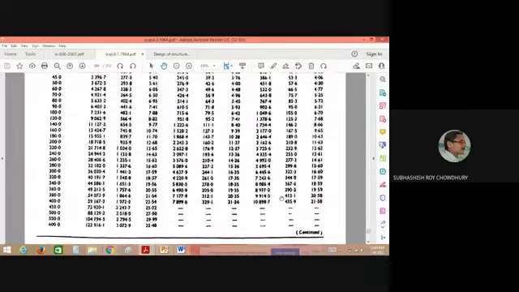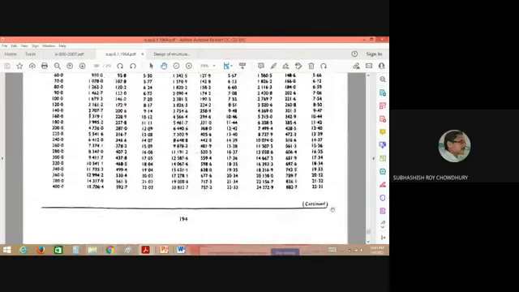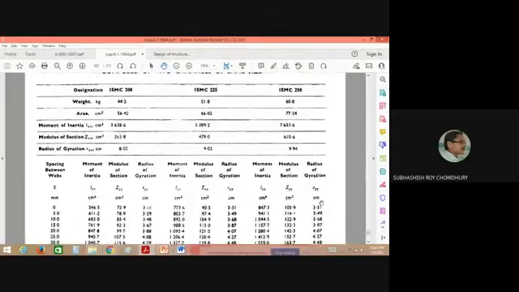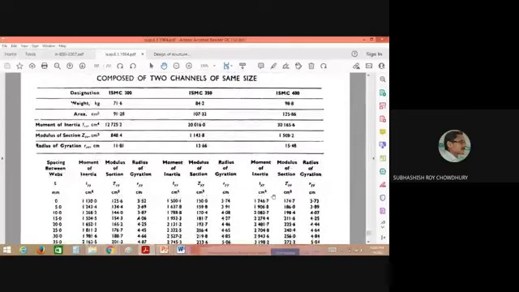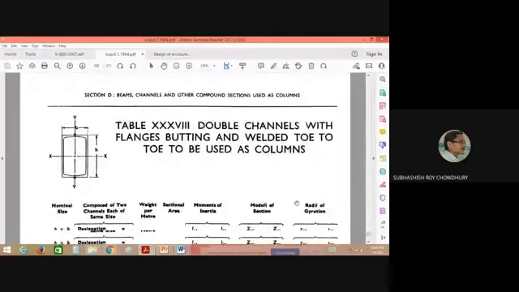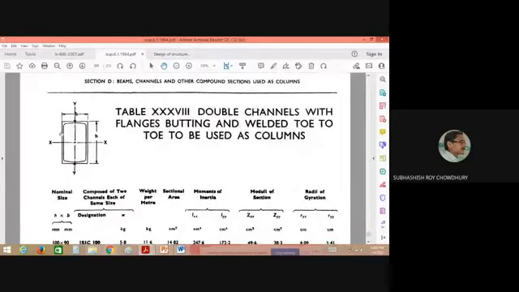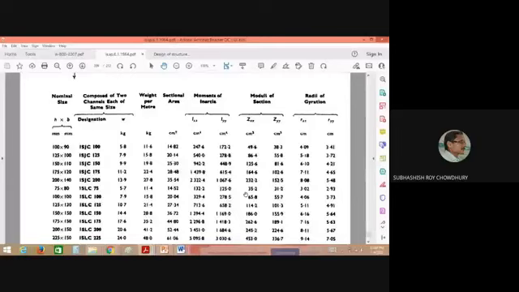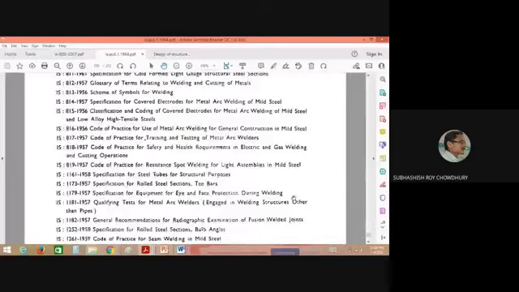In the following classes, we will discuss different topics. One of the topics may be the compound column, how to design the compound column, that we will discuss. This is one combination where 2 channel sections are placed in this way. They are connected to each other directly. So this is also one option.